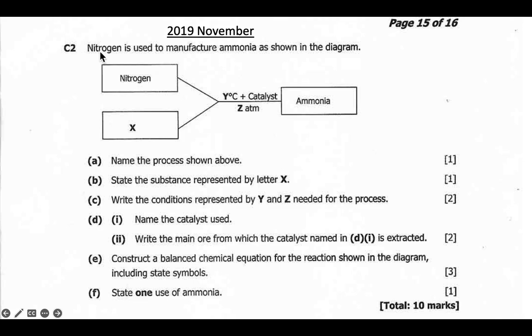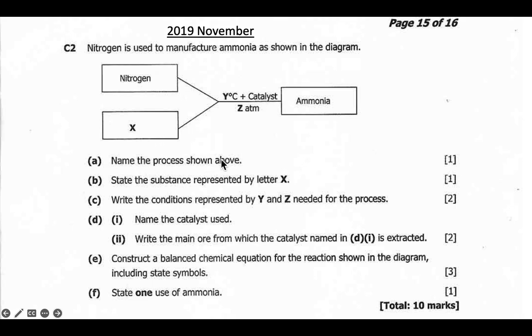So the question states nitrogen is used to manufacture ammonia, as shown in the diagram. So we have nitrogen, these are sources, okay? If you look at the sources of nitrogen, nitrogen is taken from the air because nitrogen exists as 78% of the atmospheric air. Okay, and then we have X. X is hydrogen from hydrocarbons. Then we have the temperature Y, the catalyst, and the pressure in atm, and then there is an output of ammonia as a product.